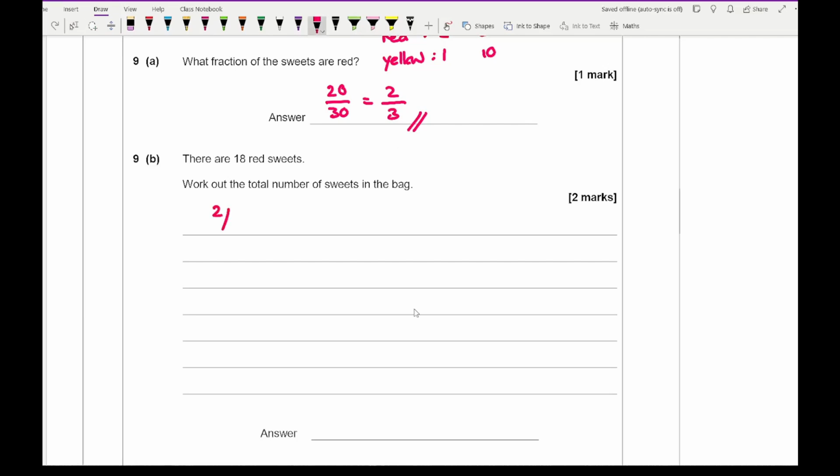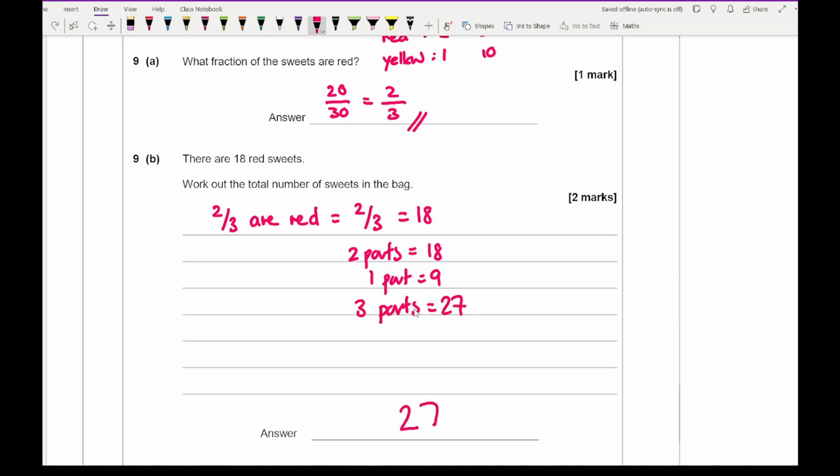Well, if I know that 2/3 are red, then basically what that means is that 2/3 equals 18. So 18 equals 2 parts. So 2 parts equal 18. So 1 part equals 9, and there's a total of 3 parts. So 3 parts is going to equal 27, and that there is my final answer for that one.